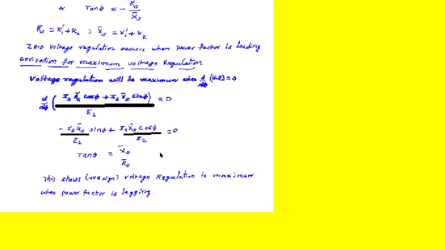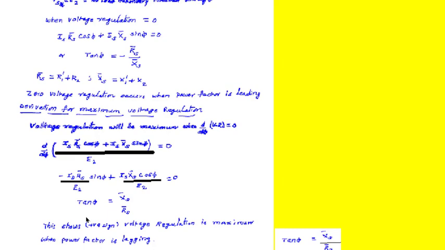Once we simplify this further, we get tan phi equal to XS bar by RS bar. Here we have the plus sign. So when voltage regulation is maximum, tan phi is equal to XS bar by RS bar. Here the plus sign is coming, whereas in the zero voltage regulation case we got a negative sign with the reverse ratio, that is RS bar by XS bar. Why do we get a positive sign here? The meaning is that the maximum voltage regulation will occur only when the load is lagging in nature.